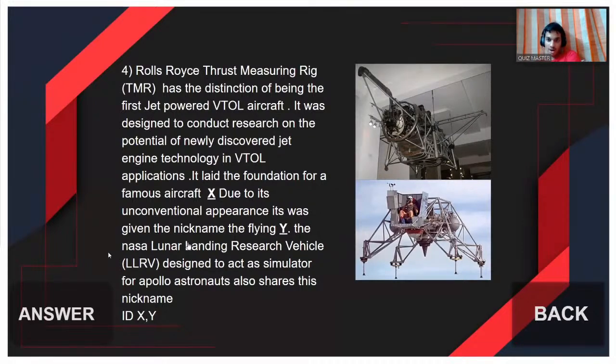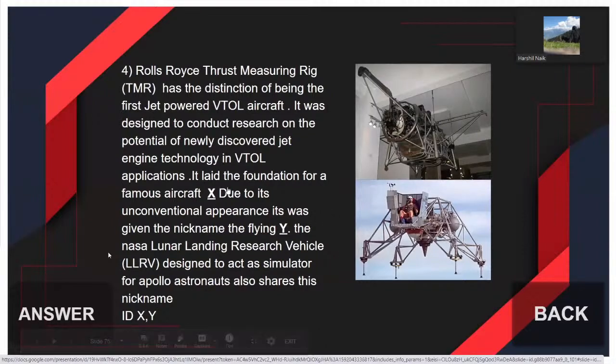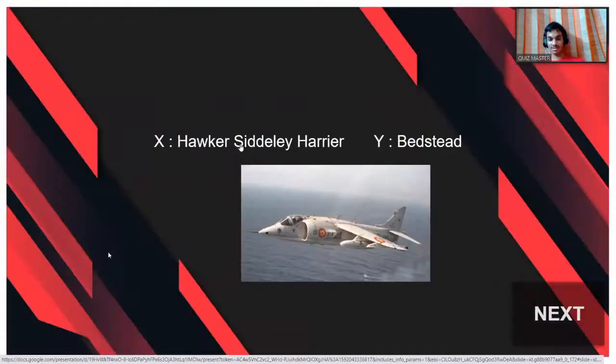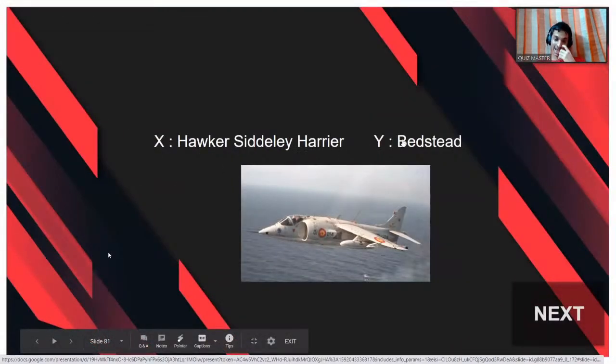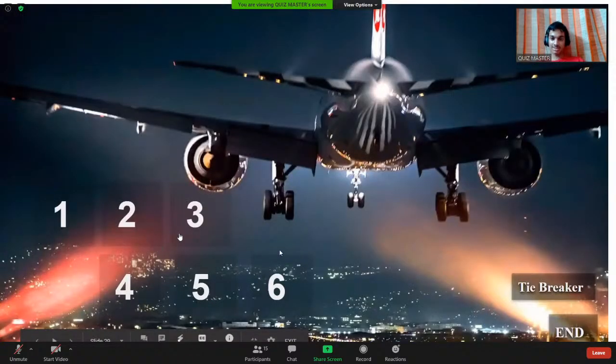Okay, so yeah, the answer, like many of the teams got: when we think of jet engine VTOL aircraft, all of us think of the Harrier, and the Y is the bedstead, or the bed, or the cot, as we people call it. So yeah, the answer is the Hawker Siddeley Harrier, and Y was the bedstead because it essentially looked like a flying bed. So next, direct to team 3.